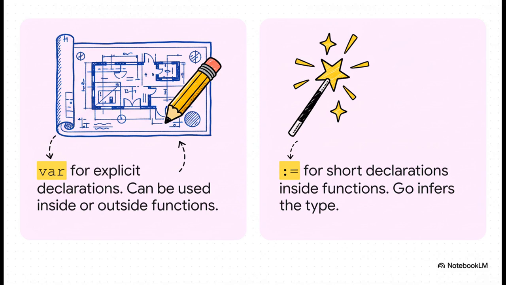Then, when you're inside a function, you've got this slick shorthand, the colon equals. This is basically you telling Go, hey, here's a value. You're smart, you figure out the type. It's short, sweet, and you'll see it everywhere.